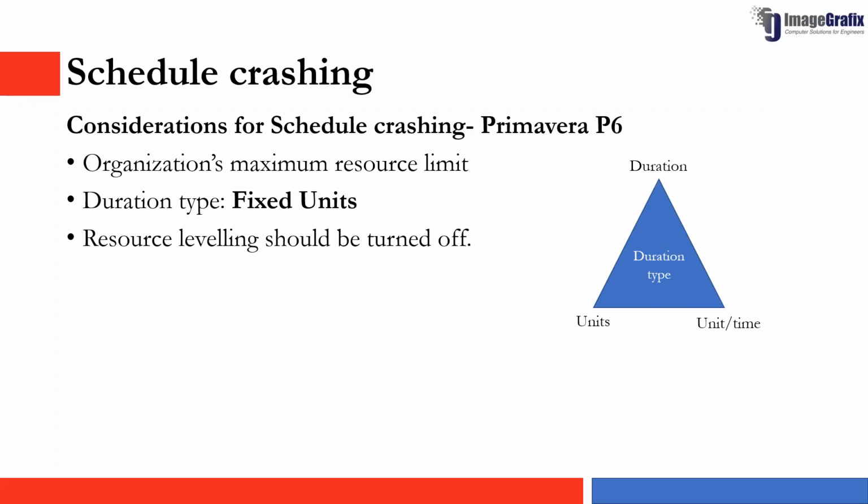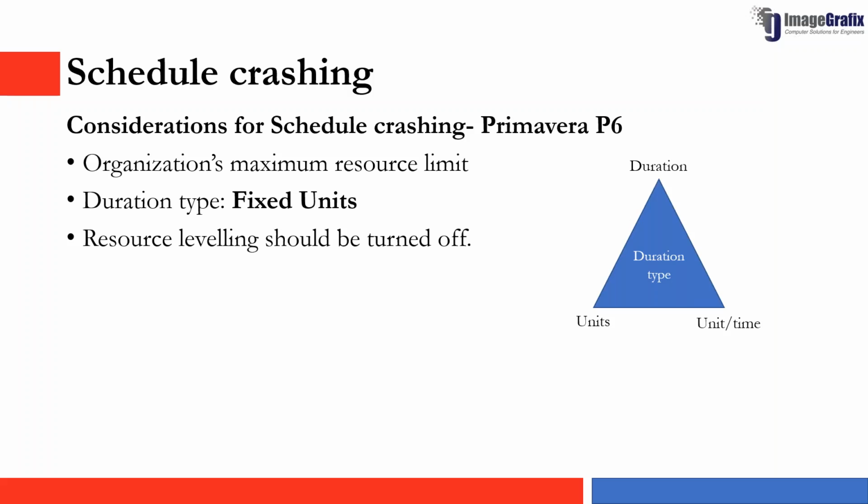So here we are following the fixed units, which means we are fixing the units end and we are inputting the units per time end to see the duration of the particular activity getting reduced. So this is the duration type concept that is being followed in schedule crashing with Primavera P6.